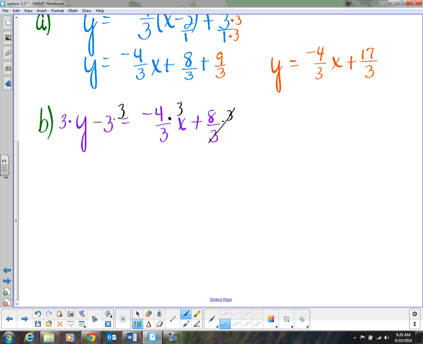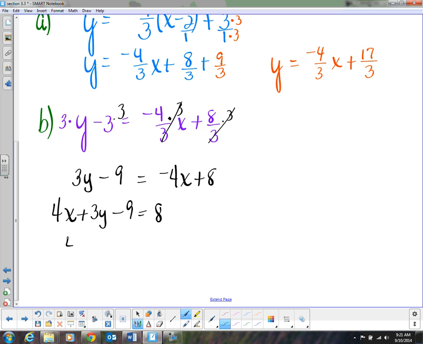So this side is going to be more attractive, right? So now this is going to be 3y minus 9. Or let's keep our x's positive. So we're going to add 4x. And then what do we do? Do you agree that that's a whole lot more attractive than that?